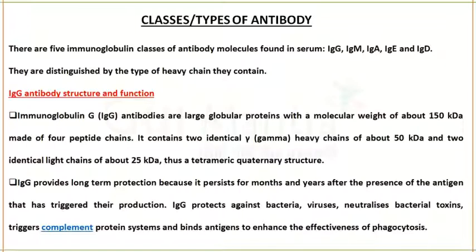Okay, so there are basically five classes of immunoglobulins or antibodies: IgG, IgM, IgA, IgE, IgD. You can simply remember it as GADME, or GAMED, anything you want. Any analogy is fine as long as you can remember it. I used to remember it like GADME: G for gamma, M for mu, A for alpha, E for epsilon, D for delta.